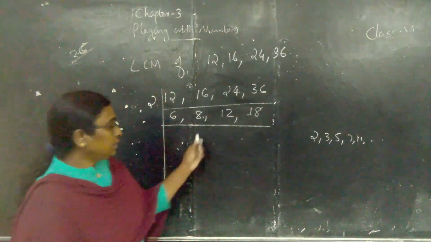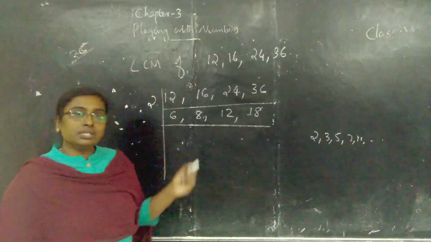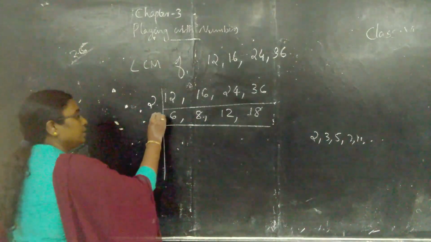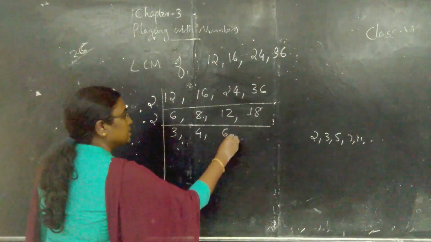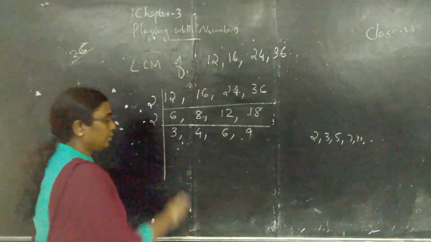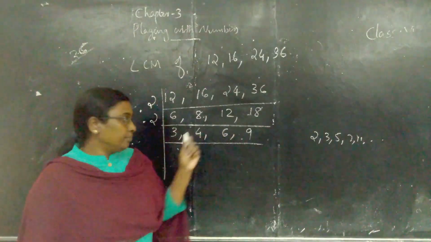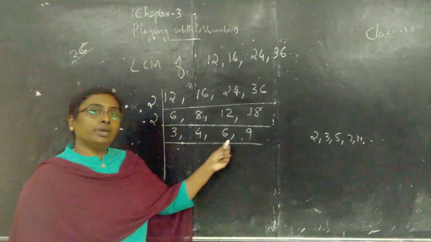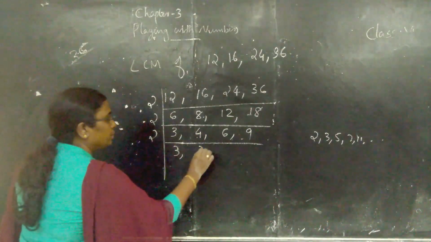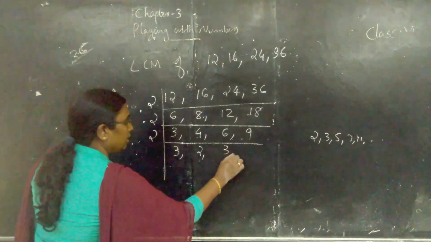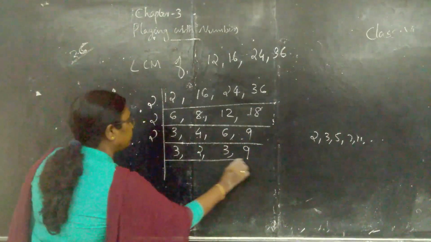Again check whether 2 divides these numbers. All these numbers are divisible by 2. So write 2 here. 6 by 2, 3; 8 by 2, 4; 12 by 2, 6; 18 by 2, 9. Again check whether 2 divides any one of these numbers. 4 and 6 are divisible by 2. So write 2 here. 3; 4 by 2, 2; 6 by 2, 3; 9 cannot be divided, so write 9 as such.